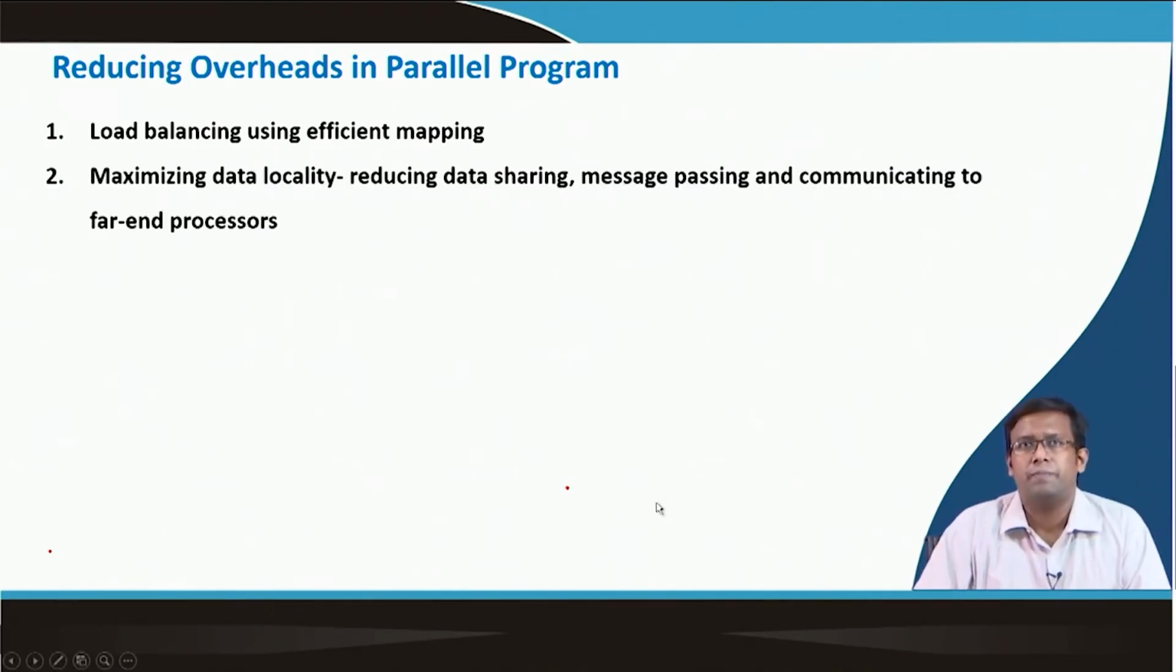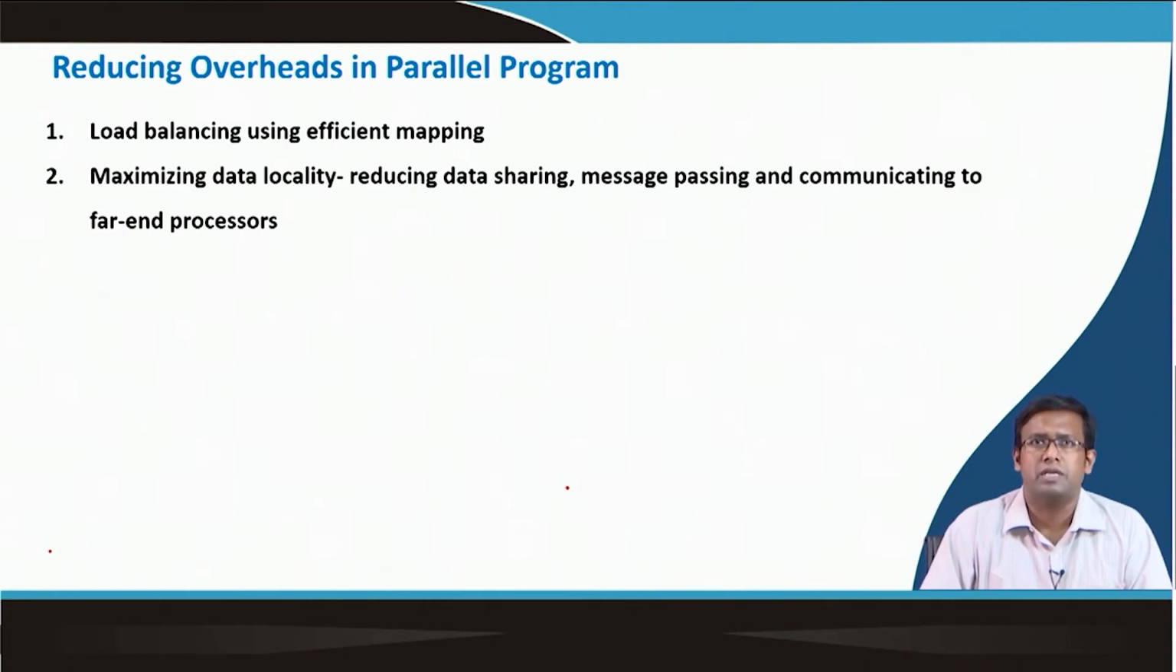Maximizing data locality. So, data locality means if one particular computer is using some data, whatever data it requires must reside in the same zone. In case it is using a distributed memory, it should avoid as much as possible getting data from other computers' memory, or it should reduce the data sharing. In case it is using a shared memory machine, the data used by one particular processor must be on the same contiguous piece of memory, so that it can avoid false sharing or cache coherency types of issues.